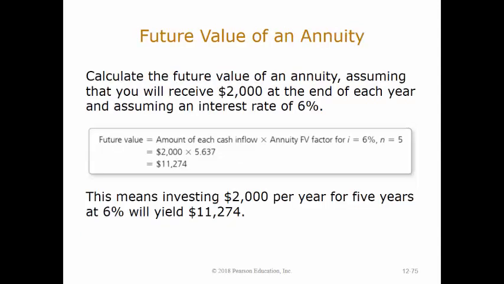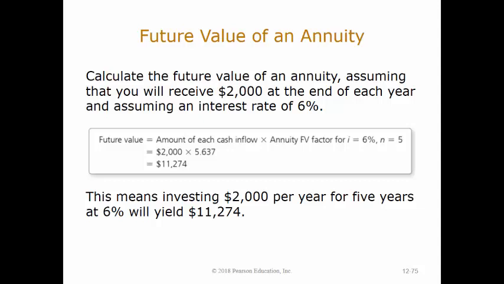$13,380. Calculate the future value of an annuity, assuming that you will receive $2,000 at the end of each year. This is a series of equal payments, $2,000 over equal intervals or years, so it is an annuity. How much would these payments be worth 5 years from now, assuming an interest rate of 6%?